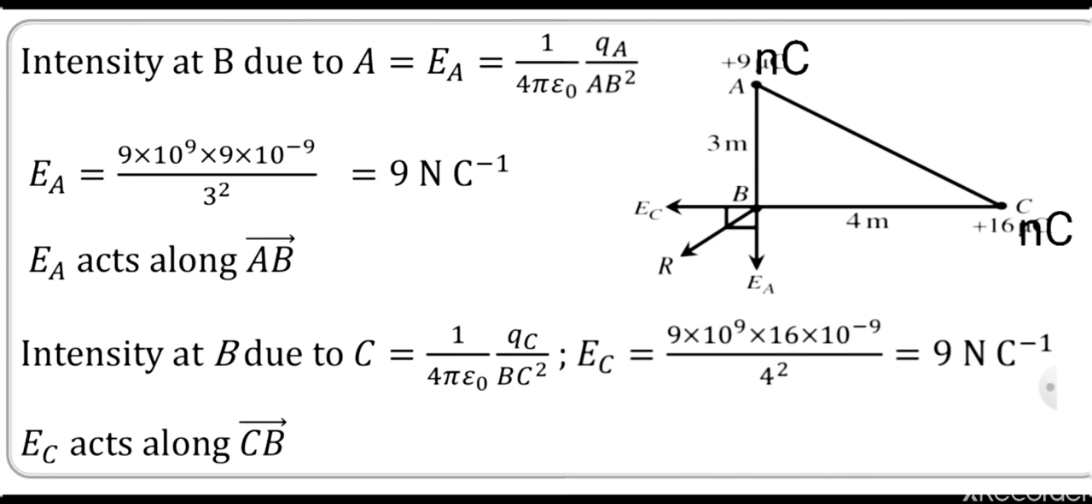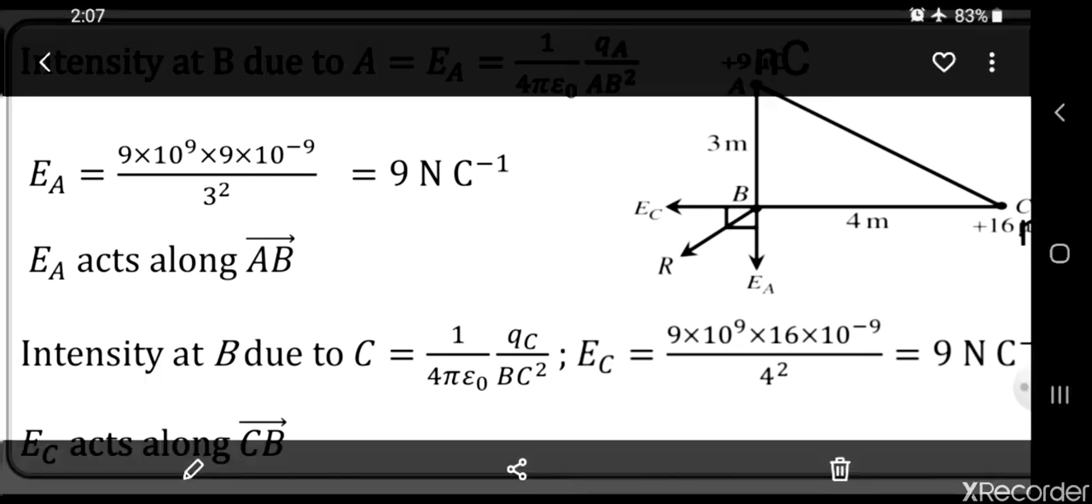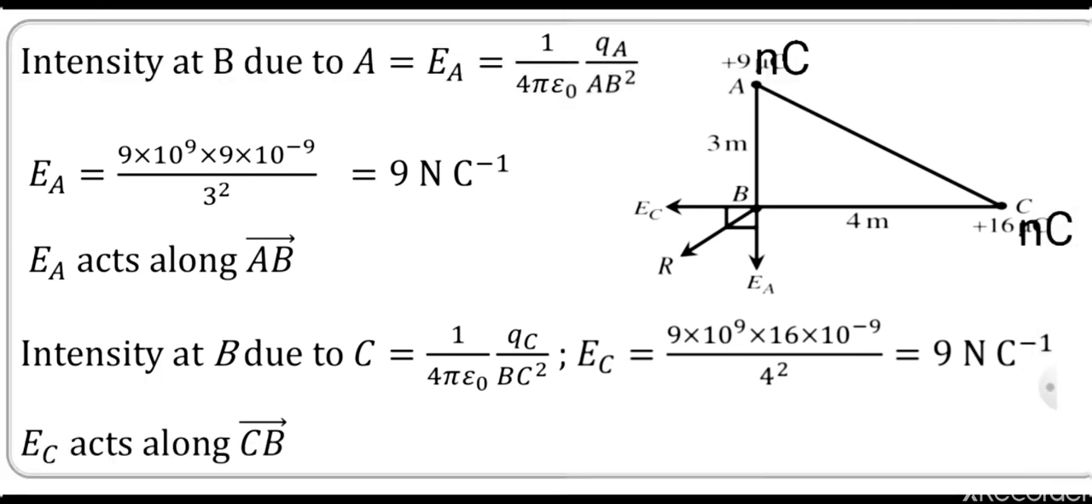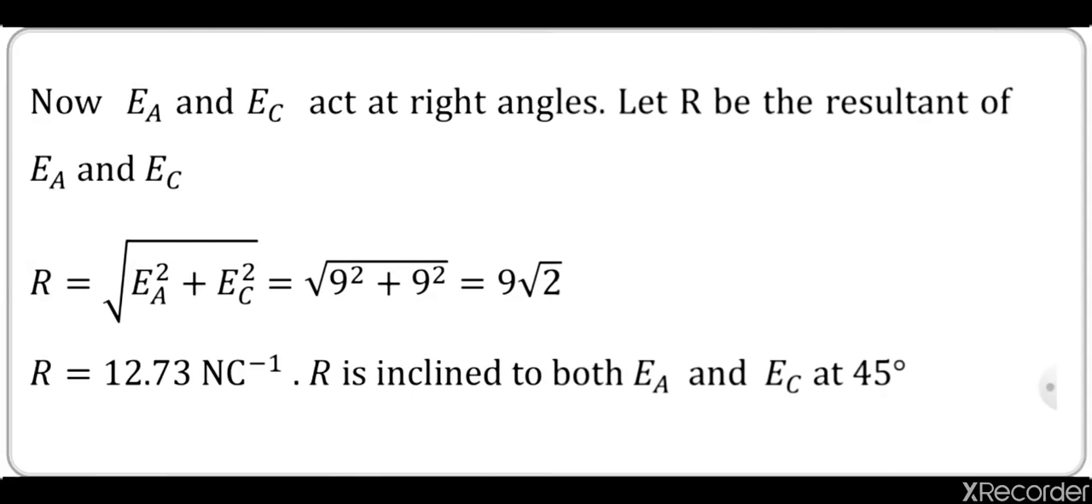For EC, now we have to use the charge plus 16 in the formula: 9 into 10 power 9, 16 into 10 power minus 9, nano means 10 power minus 9, divided by the distance 4 square. This 16 and the 4 square get cancelled, you will get 9 Newton per coulomb only. So EA and EC both have the same values. Now to find the resultant, the formula is EA square plus EC square plus 2 EA EC cos theta. Because theta is 90 degree here, the cos 90 becomes 0. We are getting only this value.